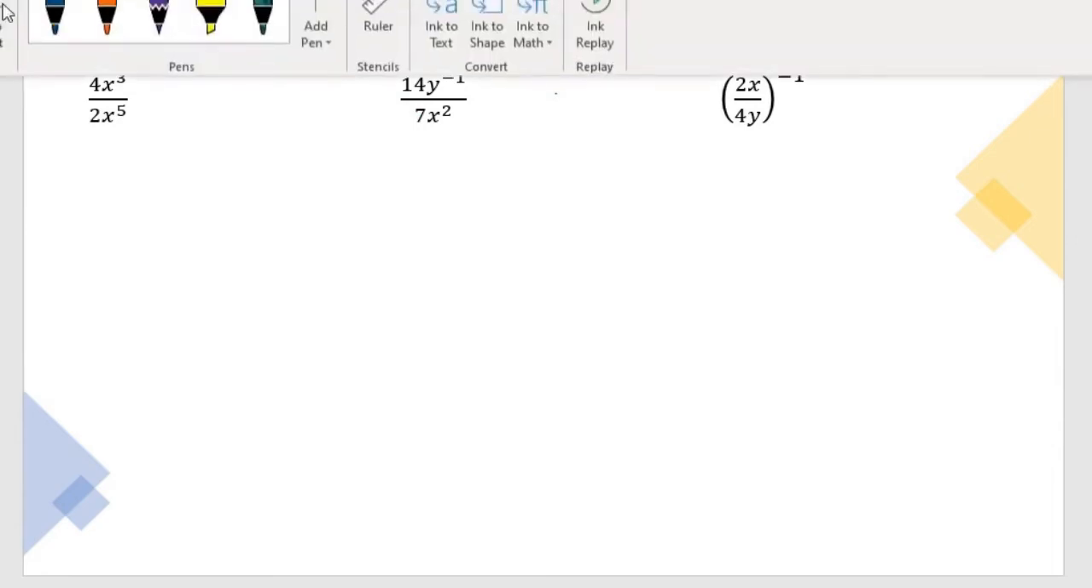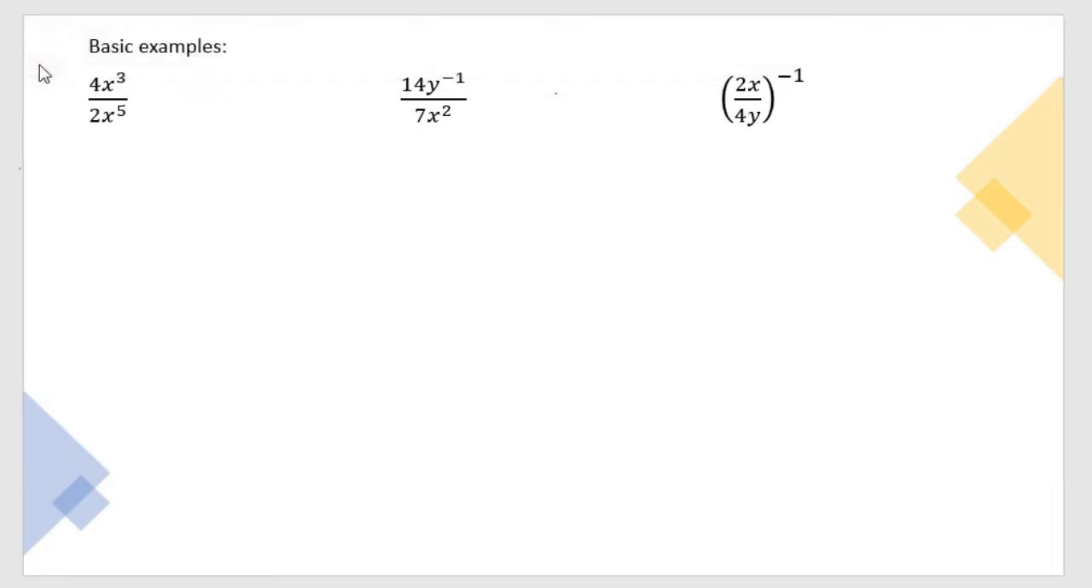And let's try one last time. These 3 examples are a little more basic than what you would see on a module test, but they're a great place to start. In the first question, we have numbers and just x's. So we can simplify the numbers separately from the x's. We think of this as 4 divided by 2 as a separate problem from x to the power of 3 divided by x to the power of 5, although we will write the answer in a single fraction. 4 divided by 2 simplifies to 2 divided by 1, so that shows us that we have a 2 remaining in the numerator.